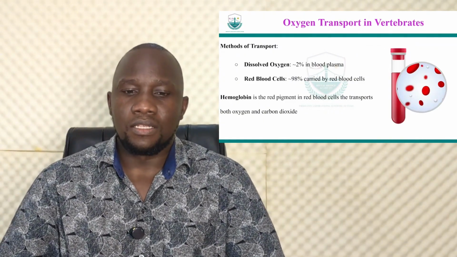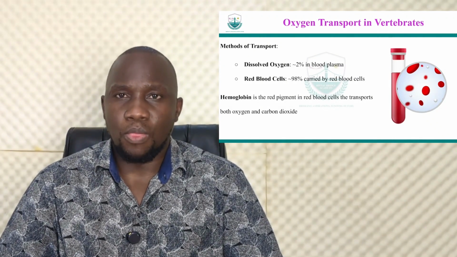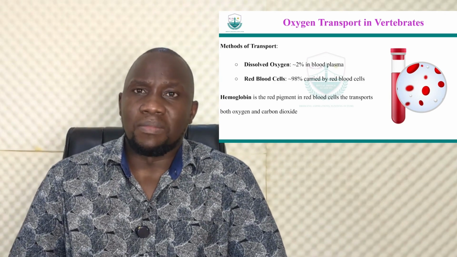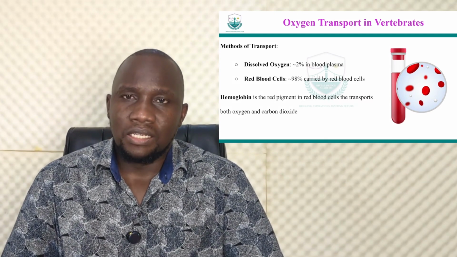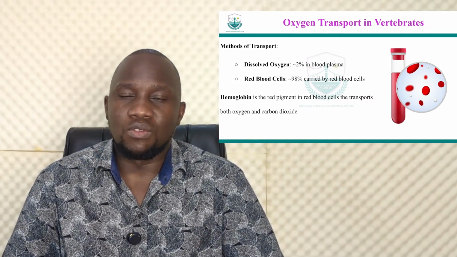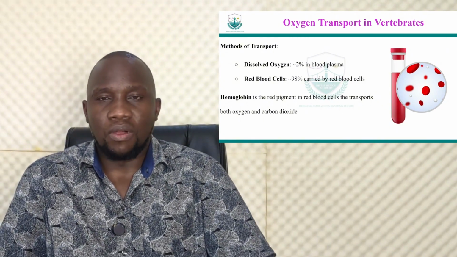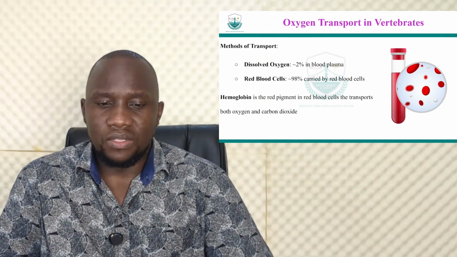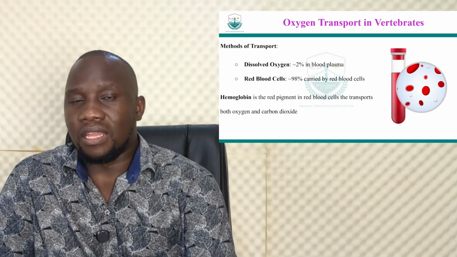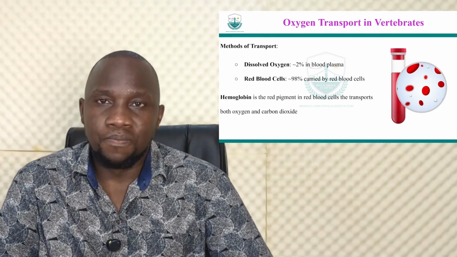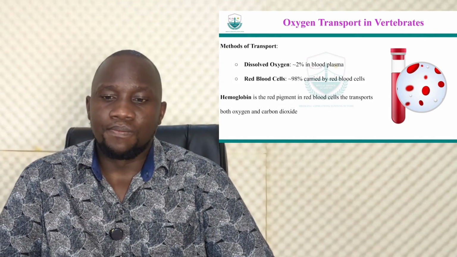Okay, so a small percentage, 2% of the oxygen in blood, is dissolved in plasma, and therefore it is not sufficient for the tissues to rely on that. So the tissues rely on oxygen that is delivered by the red blood cells. Hemoglobin, which is the red pigment in red blood cells, is the one that combines with oxygen, and therefore plays an important role in carrying it. Similarly, it also carries carbon dioxide.